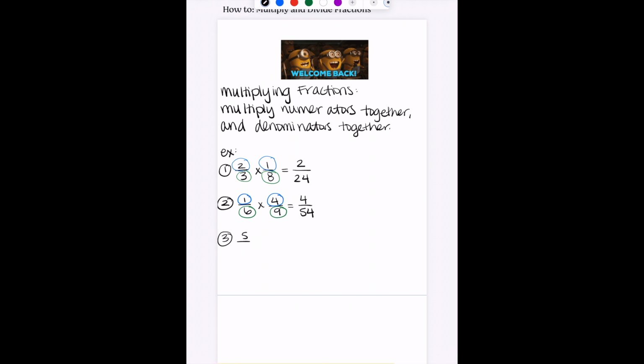So for number 3, let's do 5/7 times 6/8. So our numerators, again, I'll circle them in blue for us. 5 and 6 are our numerators. Our denominators are 7 and 8, and they're circled in green. So we'll multiply our numerators together. 6 times 5 gives me 30, and 7 times 8 gives me 56.